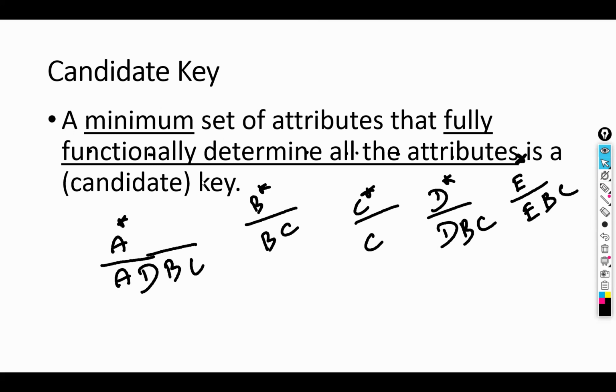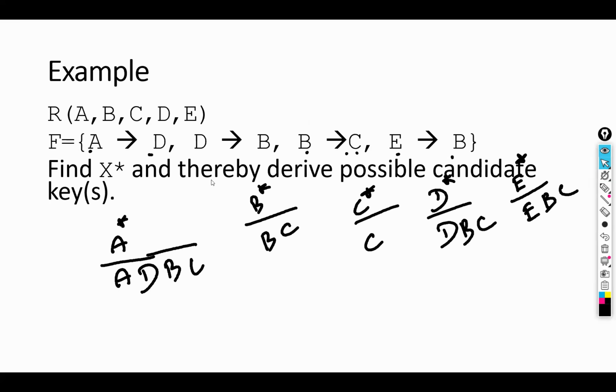Right? For example, if you take A only, A determines A, B, C, D, but it doesn't determine all the attributes because E is not there. So therefore, A is not a candidate key. B determines only B, C, therefore B is not a candidate key. C determines only C, therefore C is not a candidate key. D determines B, C, D, not a candidate key. E determines only E, B, not a candidate key. So what is a candidate key?